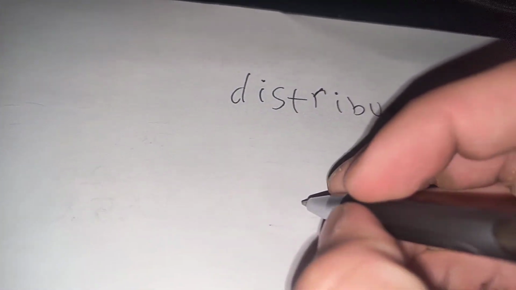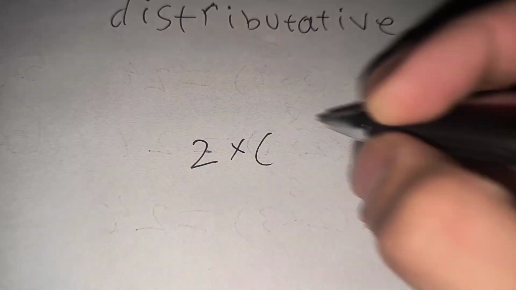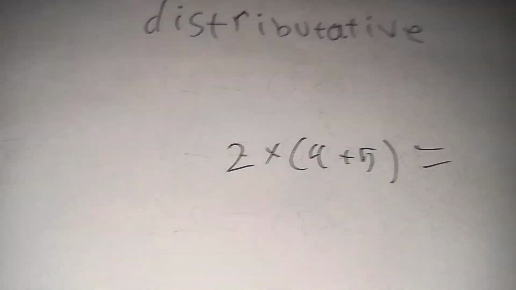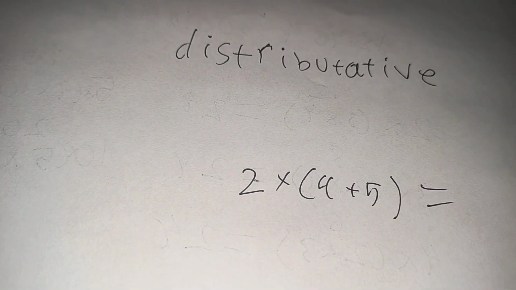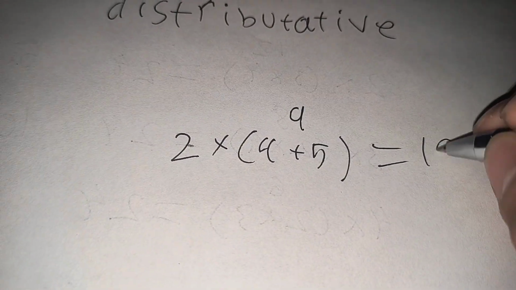Let's say you have the equation 2 times parentheses 4 plus 5. What is this equal to? Well, let's add up what's inside the parentheses first. 4 plus 5 is 9. 2 times 9 is 18.